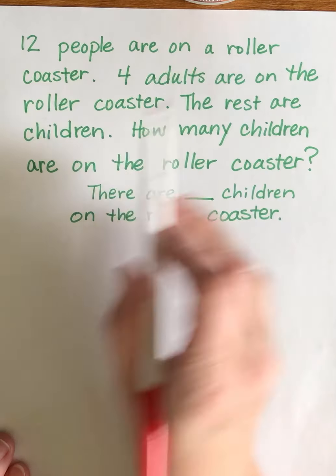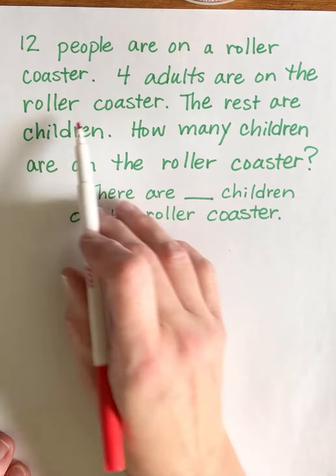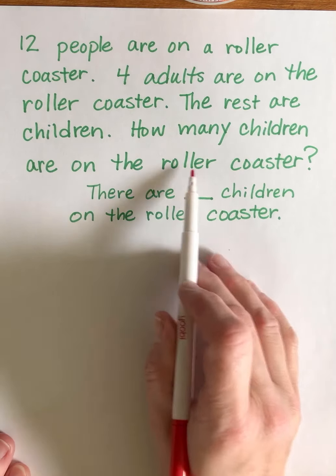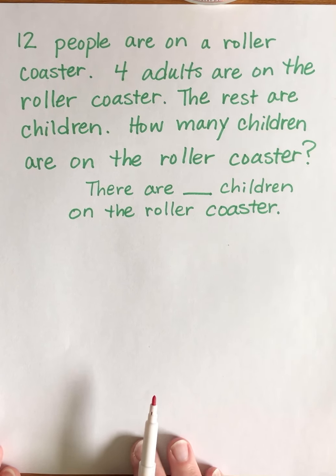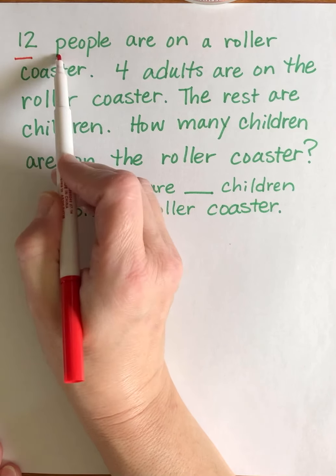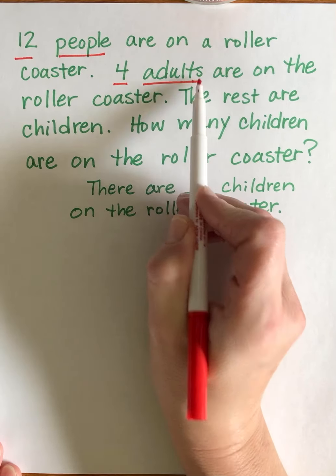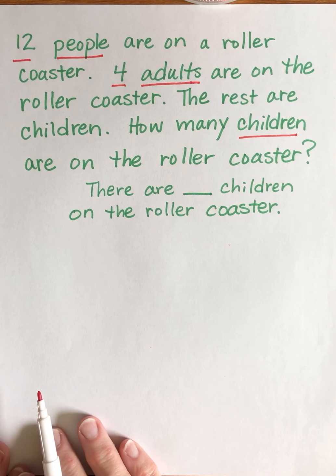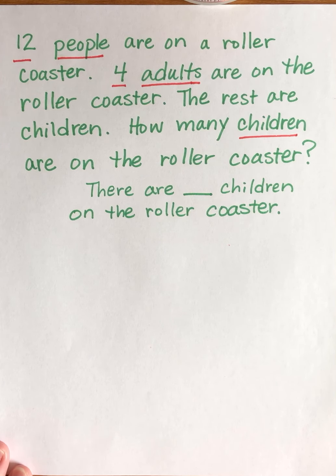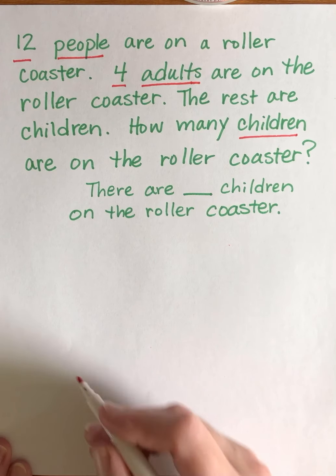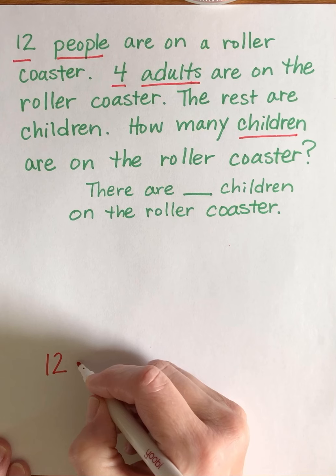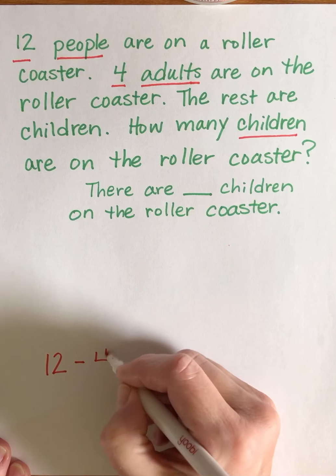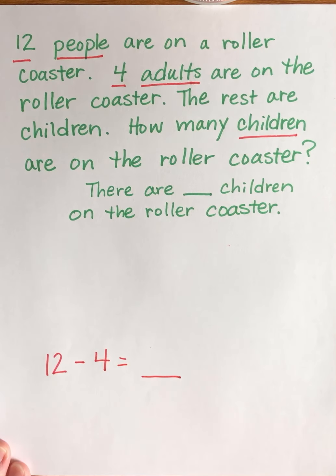Okay, let's try another one. 12 people are on a roller coaster. 4 adults are on the roller coaster. The rest are children. How many children are on the roller coaster? All right, so I know that there's 12 people in all. 4 of the people are adults. I don't know how many are children. That's the part that I'm trying to figure out. Okay, I'm going to try a subtraction number sentence with this one. So 12 is the whole. That's all of the people that are on the roller coaster minus the 4 adults will equal the children.